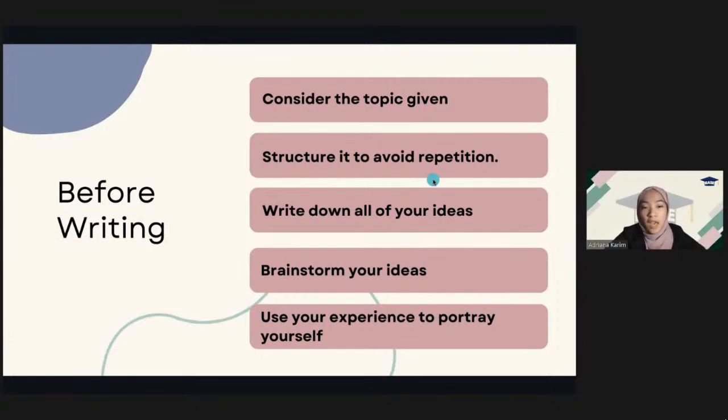So then we have to brainstorm your ideas. Like I've mentioned before, it's going to be of a lot of advantage as you write later. And lastly is to use your experience to portray yourself.